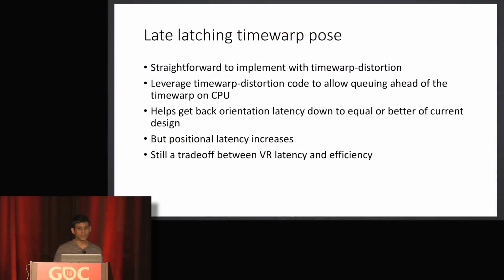So late latching the pose that is used for time warp turns out to be relatively straightforward. And so we leverage the time warp distortion code to do queuing ahead of the time warp on the CPU. This helps us get the orientation latency down to equal or even better than the current design. However, position latency increases if we queue ahead. So this is still a trade-off between VR latency and efficiency. But it's a step in a positive direction.